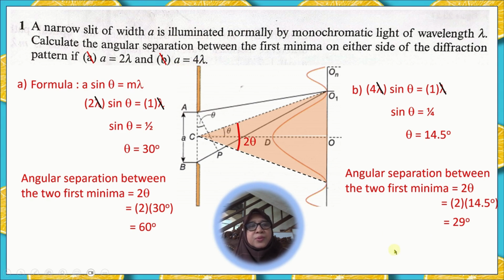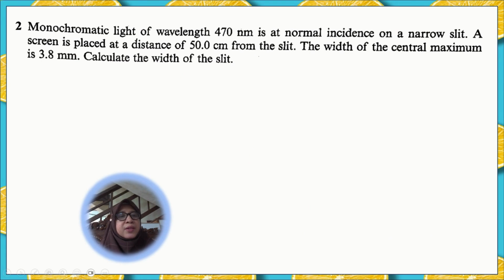Okay, now we go to question 2. Monochromatic light of wavelength 470 nanometer is at normal incidence on a narrow slit. A screen is placed at a distance of 50 cm from the slit. The width of the central maximum is 3.8 mm. Calculate the width of the slit.